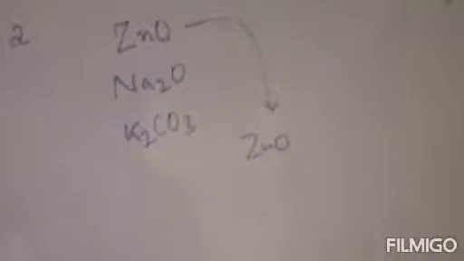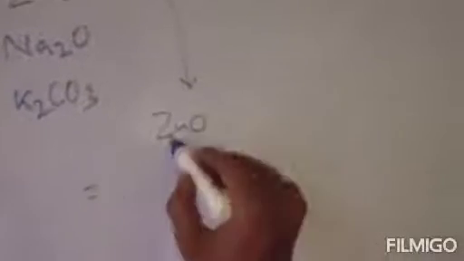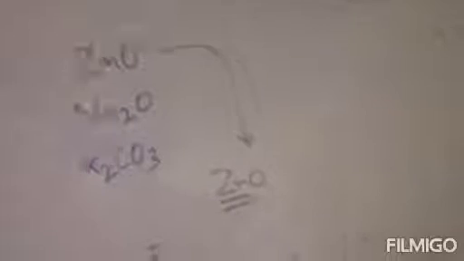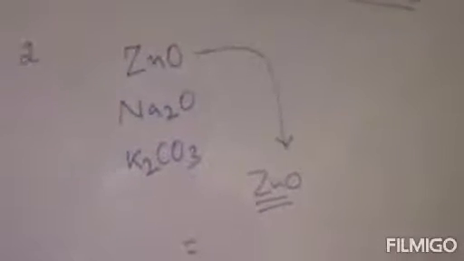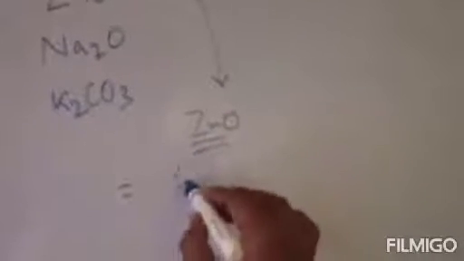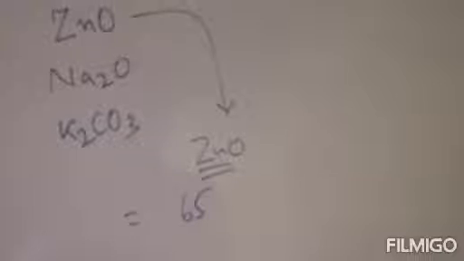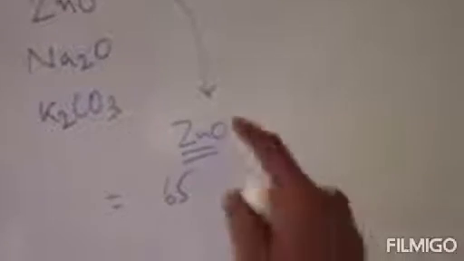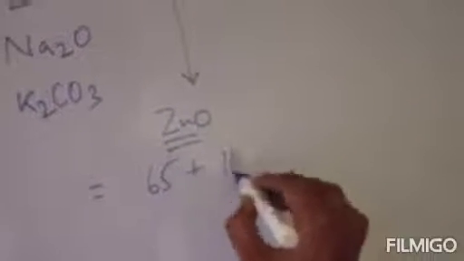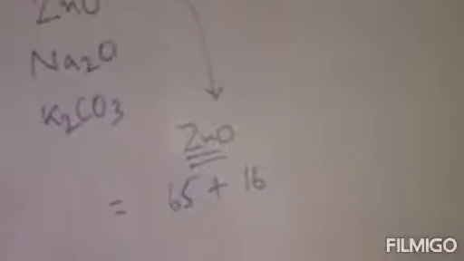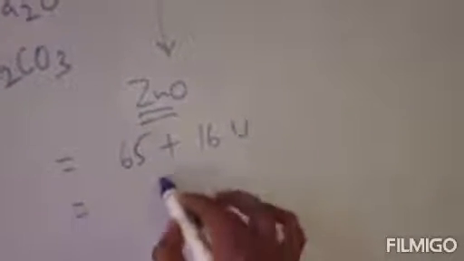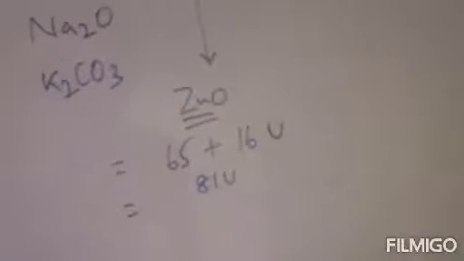You have to calculate the formula unit mass. So formula unit mass of ZnO will be, now formula unit mass of zinc and formula unit mass of oxygen, we will add up to find out the formula unit mass of ZnO. Now formula unit mass of zinc is 65 and oxygen is 16 U, that means 81 U. So formula unit mass of ZnO or zinc oxide will be 81 U.